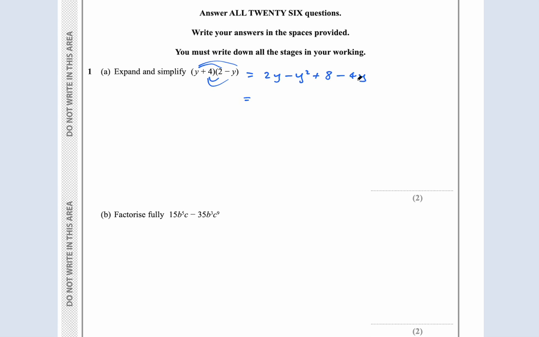Then you have to simplify this by adding. I'll put the y squared term first, so it's minus y squared. Then 2y minus 4y is minus 2y, and then plus 8. You can put these in any order, but that's fine.